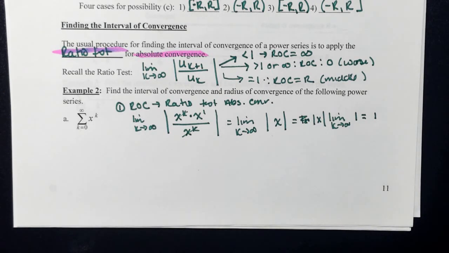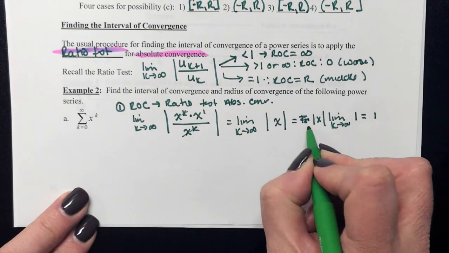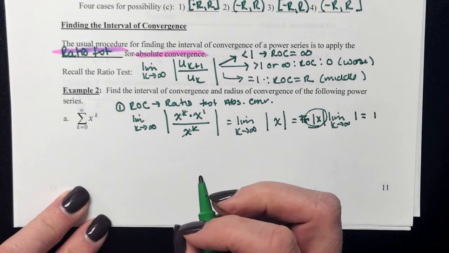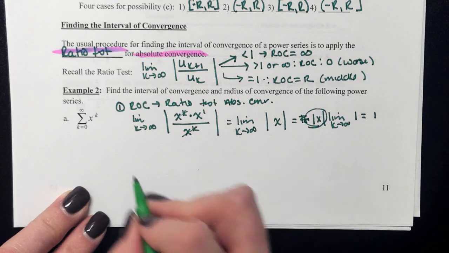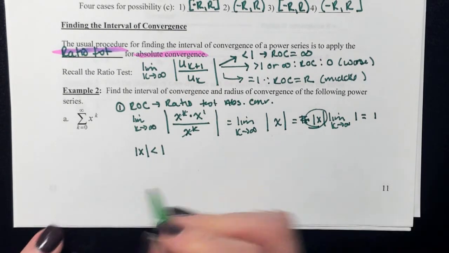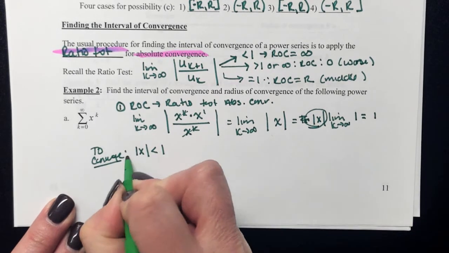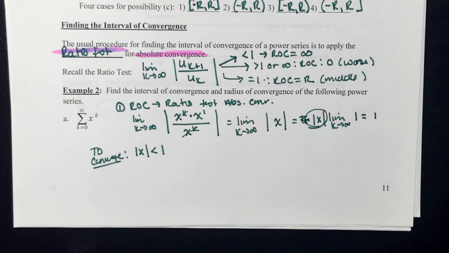So what scenario do I have? Do I have the middle of the road, best, or worst case scenario? Middle of the road. So then, to find my radius of convergence, remember, to converge, the absolute value of x is going to be less than 1. To converge, the absolute value of x has to be less than 1.